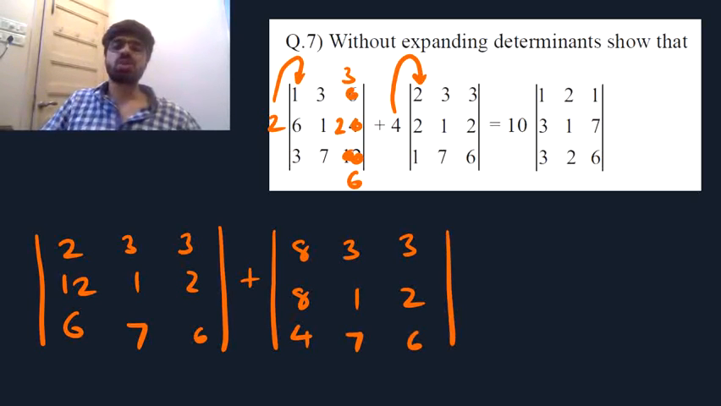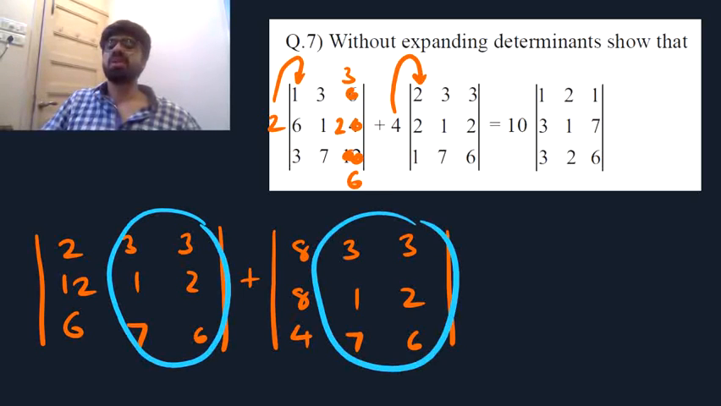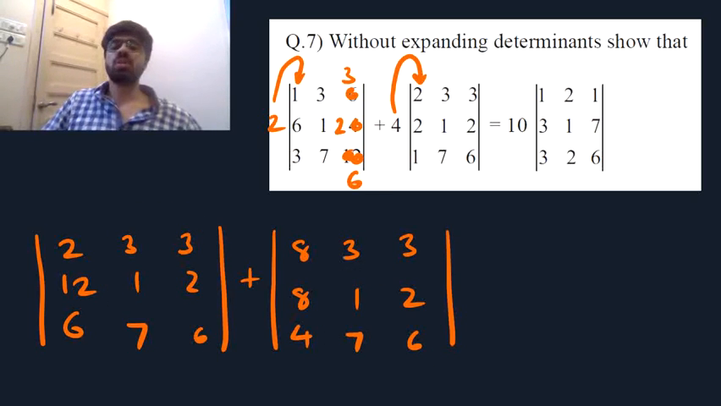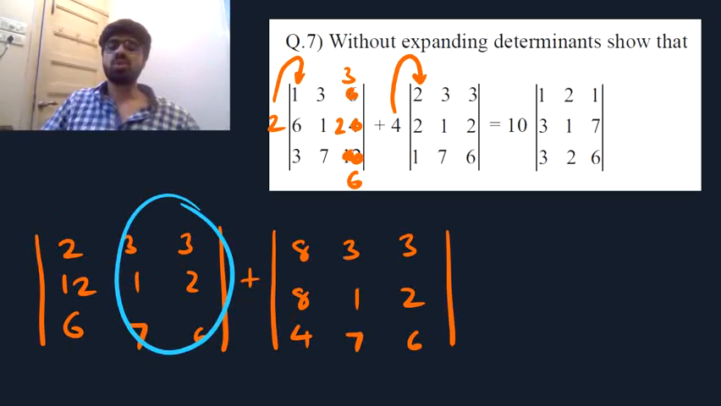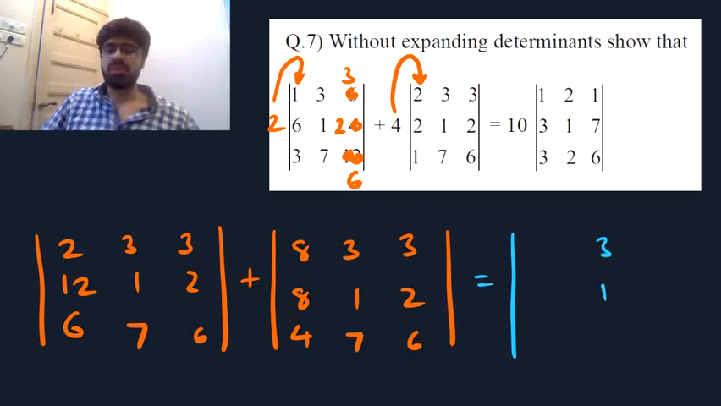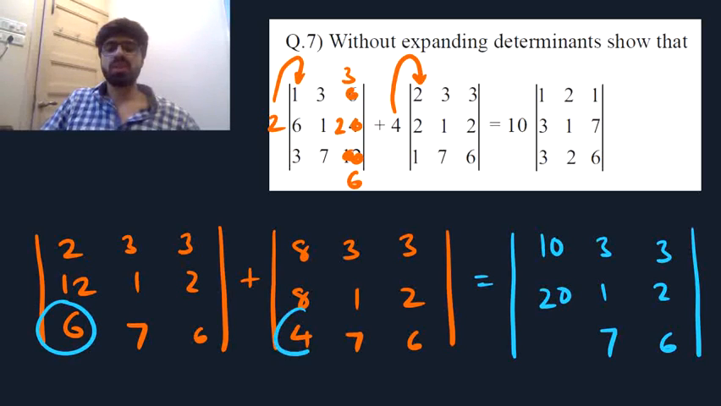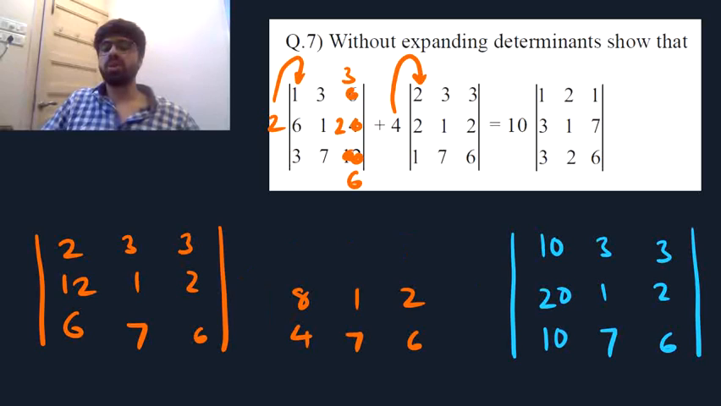Now because these two columns in the two determinants are identical, we can club the two determinants into one single determinant, just that the elements of your first column are going to get added and these two columns are going to remain identical. So adding them will give us 317, 326, and here it will be 2 plus 8, which will be equal to 10. Then it will be 12 plus 8, which is equal to 20. And then it will be 6 plus 4, which is equal to 10. So that is what our resultant determinant is going to look like.